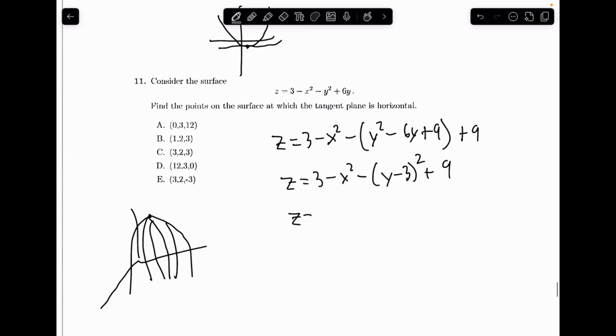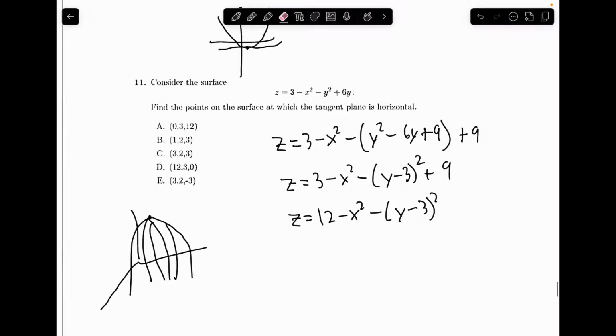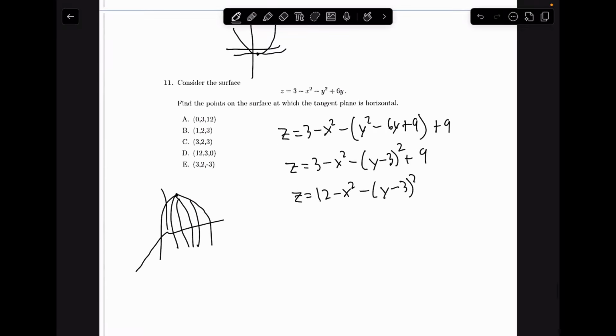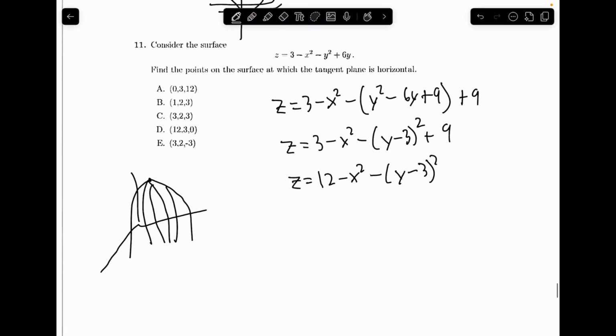And that is just equal to 12 minus x squared minus y minus 3 squared. That looks a little weird. Okay, great. So we already kind of have our answer, but we just got to decode this equation. If we think about it, the maximum value z can be is 12. The reason is because we're just subtracting off positive values. And if we're subtracting a positive value from 12, the maximum z can ever be is 12.